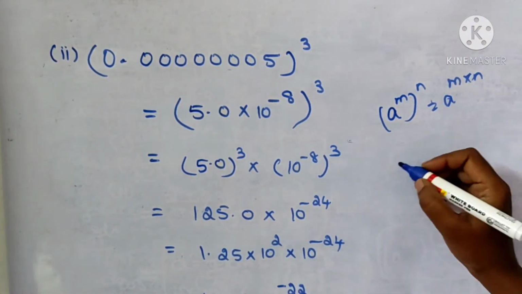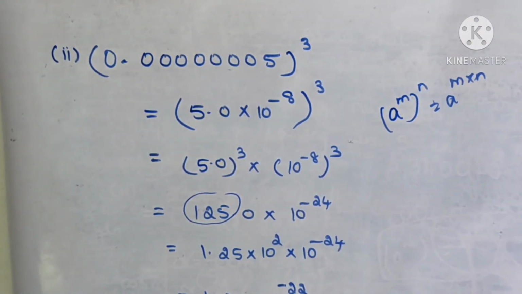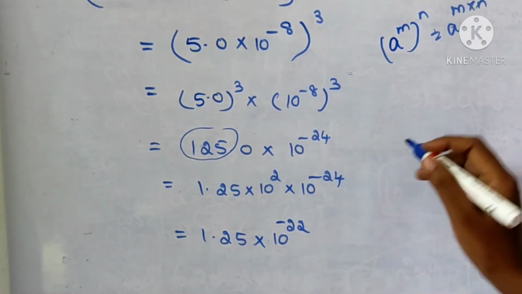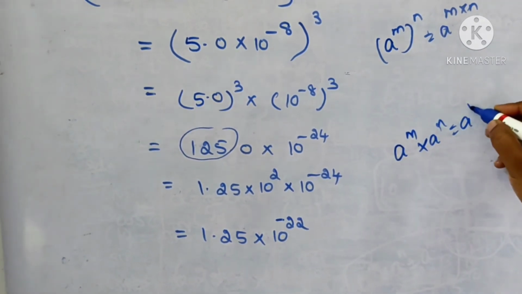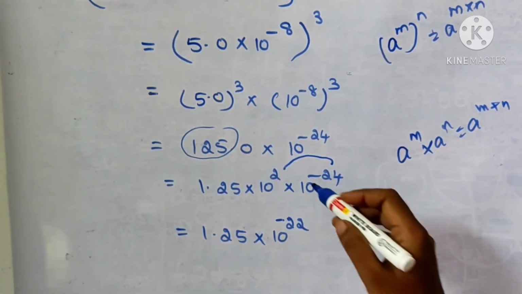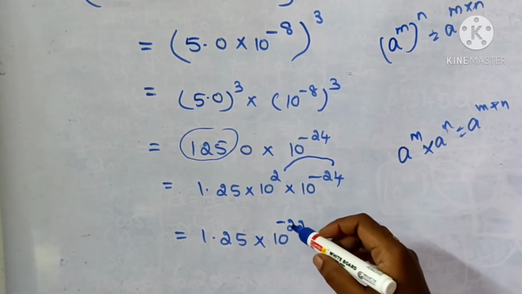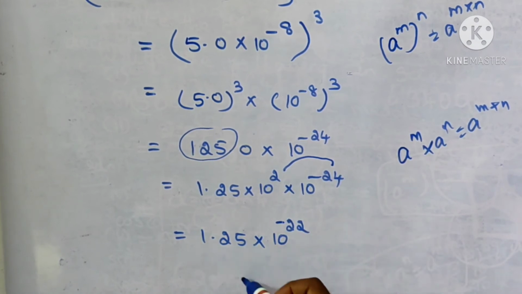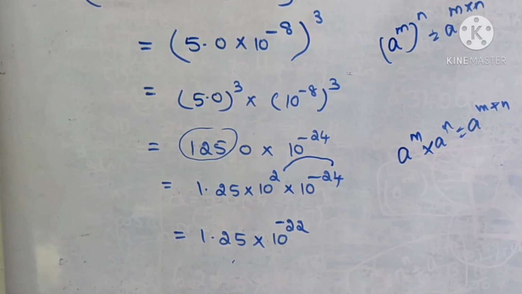Now this step, 125, write in the scientific notation. So 1.25 into 10 square into this term is 10 power minus 24. So a power m into a power n, we add the power m plus n. So we add 2 plus minus 24, is subtract but write the greater number sign. So minus 22. So the scientific notation is 1.25 into 10 power minus 22.